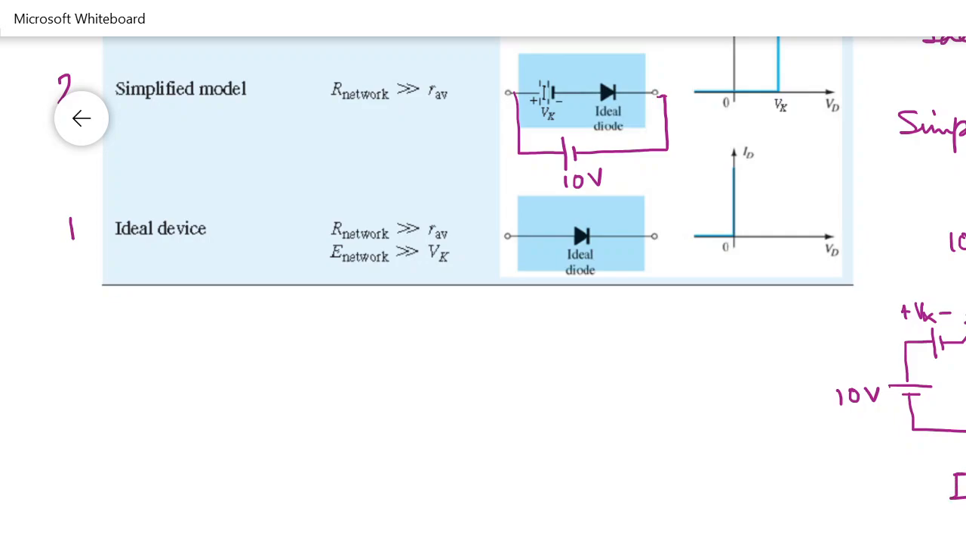Your I would be (10 minus 0.7) divided by (10 kilo ohm plus RAV). Now this RAV, in our example, was around 2.6 ohm, I think, right? 2.6 ohm. Yes, sir.